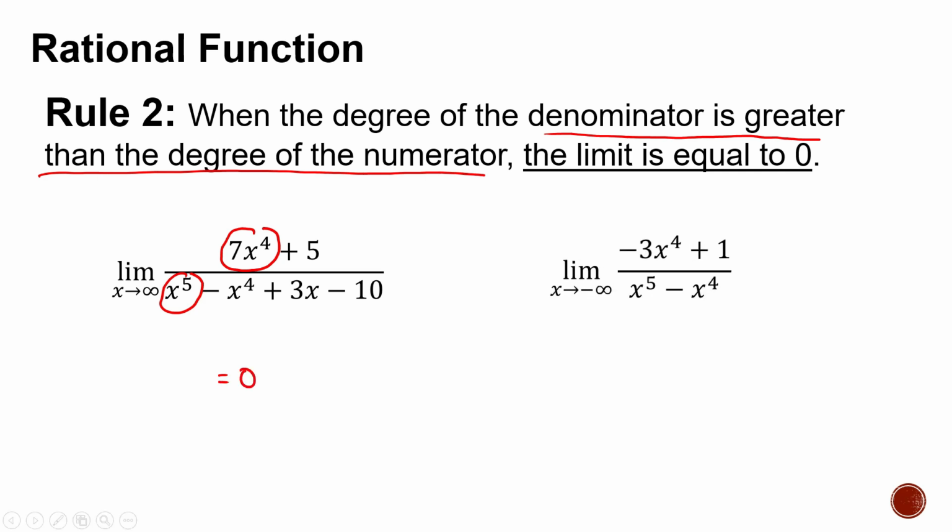Another example is this. Again, it doesn't matter if it's approaching positive infinity or negative infinity. Rule number 2 still applies. So here we have negative 3x raised to 4, which is the degree of the term in the numerator. Here, the degree of the term in the denominator is x raised to 5. So 5 is greater than 4. The limit of this is equal to 0.